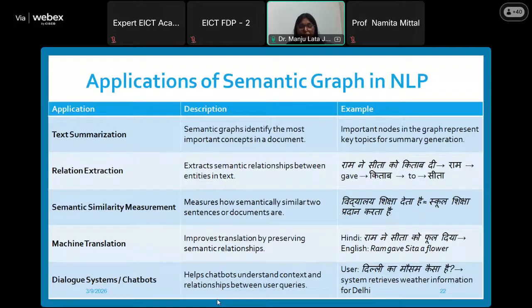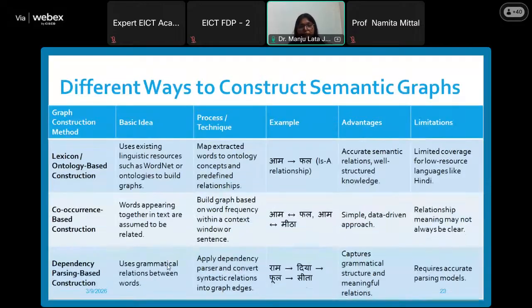Dialogue systems: semantic graphs help chatbots understand, because chatbots are completely relying on NLP, natural language processing. So they help chatbots understand context and relationships between users' queries. Like Delhi ka mausam kaisa hai? The system retrieves weather information for Delhi only. Similarly, if somebody asks any admission query or tries to find the best colleges in Jaipur, then also chatbots will be able to answer after semantically relating the terms in the query and the documents.